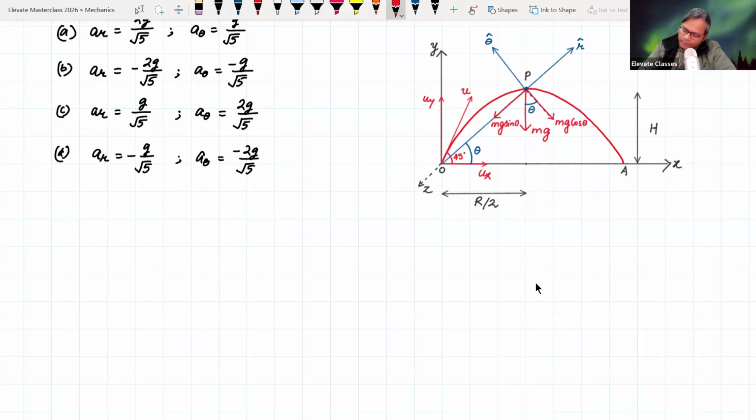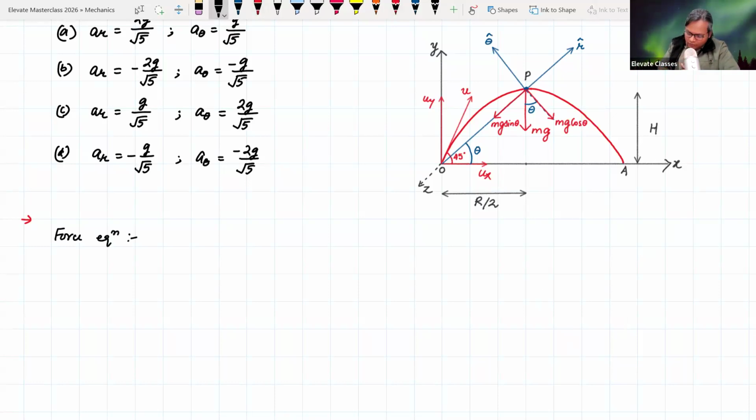So what we did was we simply took the force of gravity that was already present and resolved it along the radial and the transverse directions. This is the first step that we have to do. Otherwise, we won't be able to find out the acceleration components in radial and transverse directions, right? So we just look at the force equations.